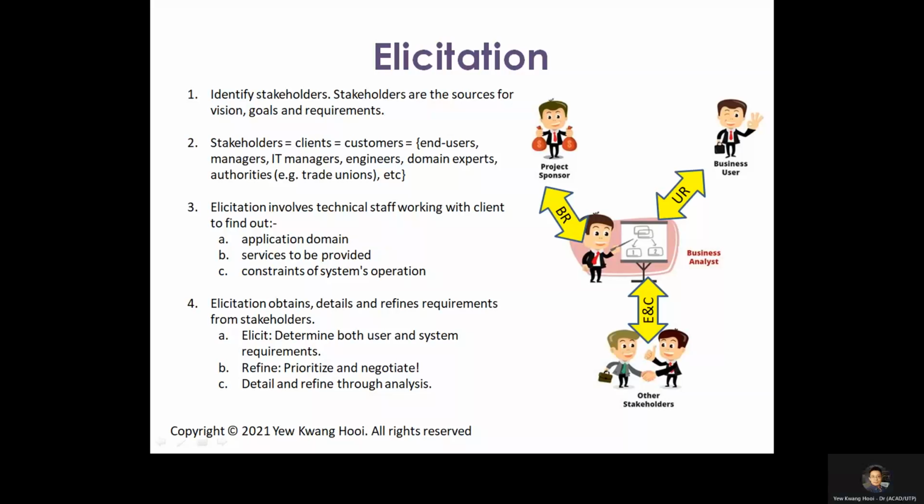So, this may involve conflict, and thus, as the business analyst or system analyst, apart from doing elicitation, you also have to negotiate this with them. Then only you can refine the list of requirements to a shorter list. So refinement involves analysis. But before we go into analysis, let's look at elicitation techniques.